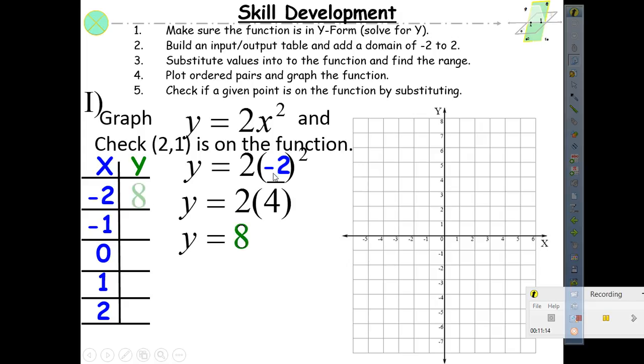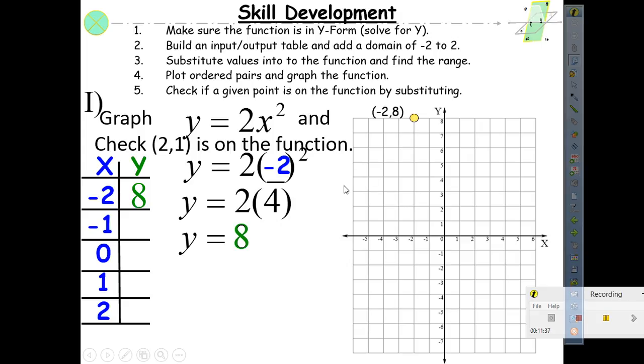Okay, what is -2 squared? 4. What is 4 times 2? 8. So let's plot this point: -2, 8. Plot it on your graph, please. And if you can get that up close, -2, 8 is about right there. And write your ordered pair.